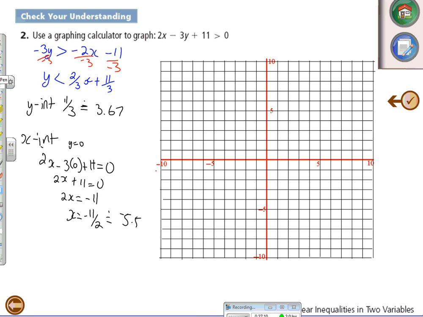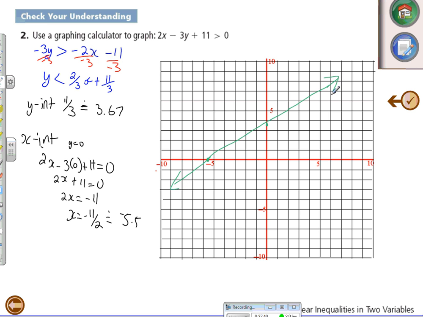So let's put those two on there. Negative 5.5 right there, and 3.67 right there. Okay, no, that would be negative. I need to move it to the positive one, 3.67. There, that looks a little bit better. Now we connect our dots and extend the line. And you have it graphed manually.